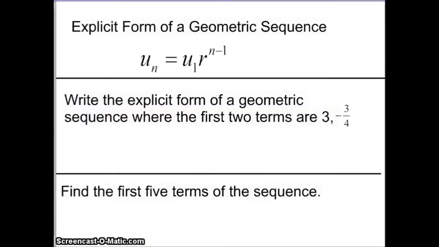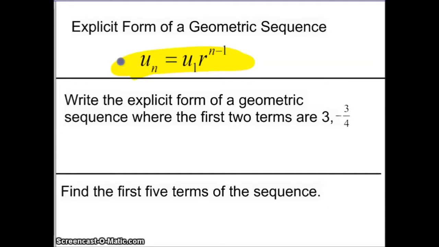Okay, that formula is for explicit form of a geometric sequence. Okay? So you're just going to substitute your u sub 1, of course, is the first term, and your common ratio, r, into that formula to write the generic formula for the geometric sequence you're working with.